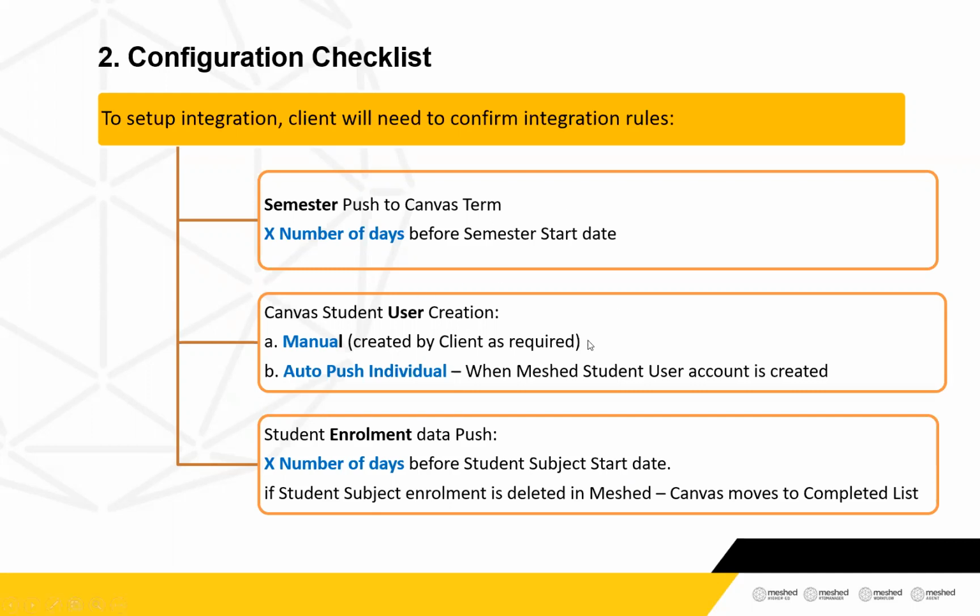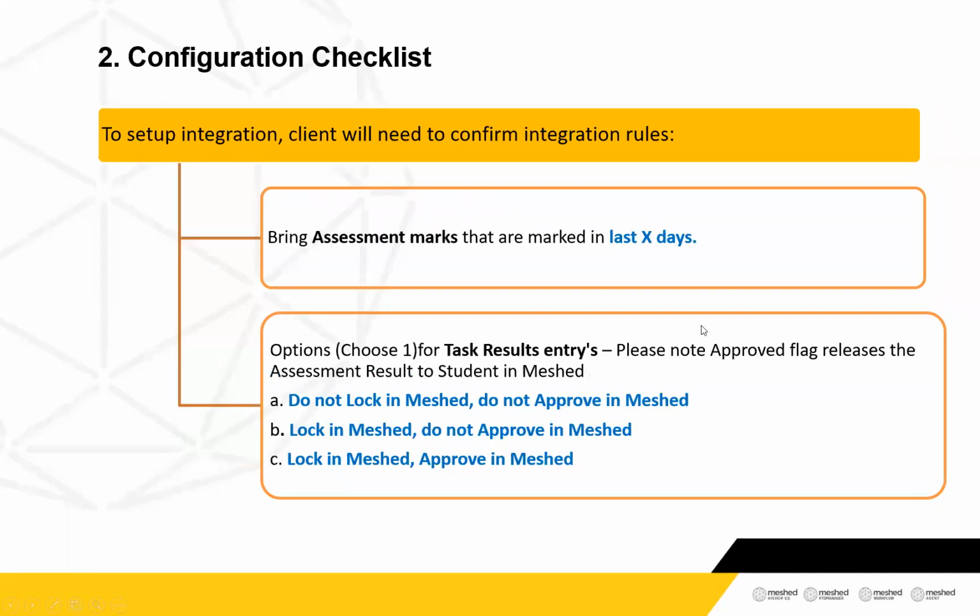Now next is your assignment marks pull. By default, we are pulling marks for all the assignments from Canvas that have been marked in the last 2 days. But if you would like to pull all the assignment marks that have been marked in the last 7 or 8 days, you can also define those days. It can be 30 days as well. So it is purely based on your requirement. So that was for assessment marks pull.